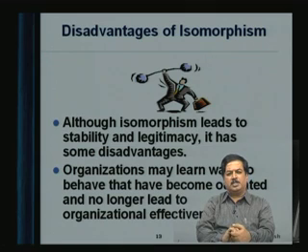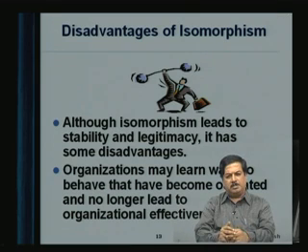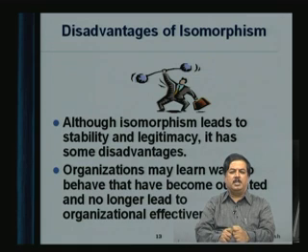But although isomorphism leads to a kind of stability and a kind of legitimacy, it has many disadvantages. In other words, organizations may learn ways to behave that become outdated and may no longer lead to organizational effectiveness. That means they may not be creating value. So they exist but are not perceived as being anywhere close to the requirements of the customer, and that is where it fails as a system of delivery.